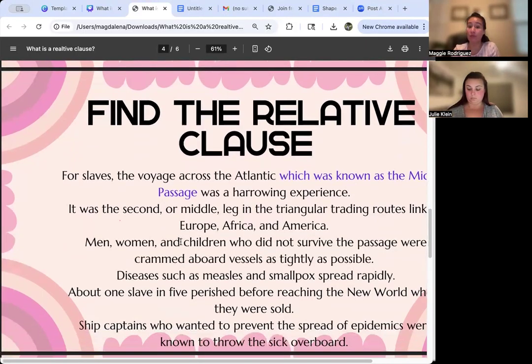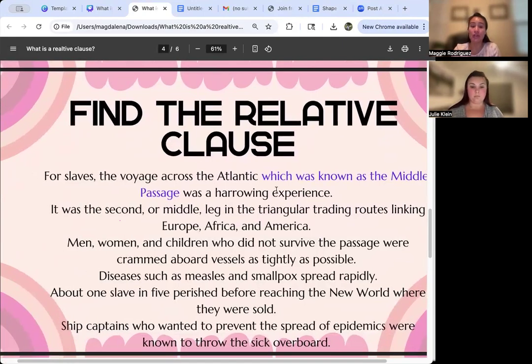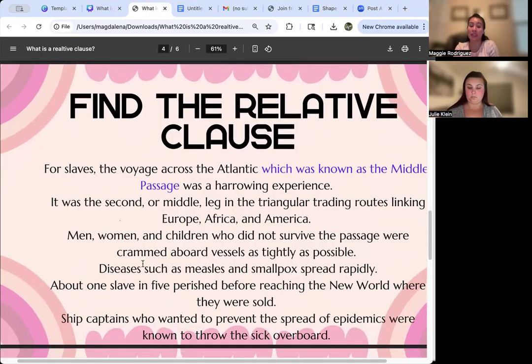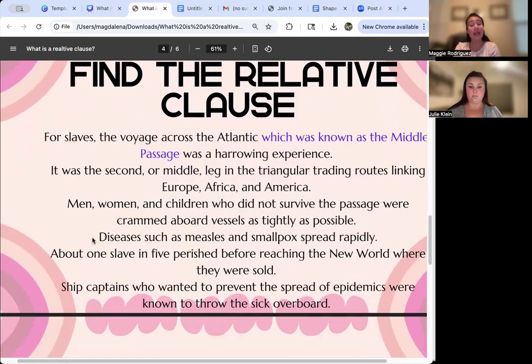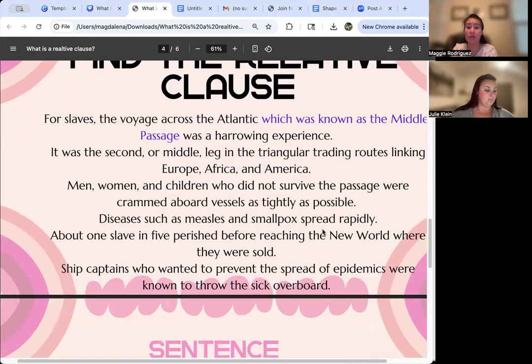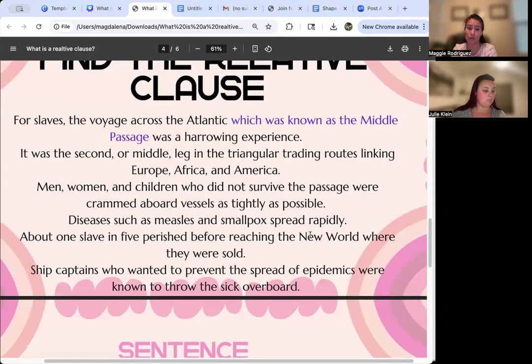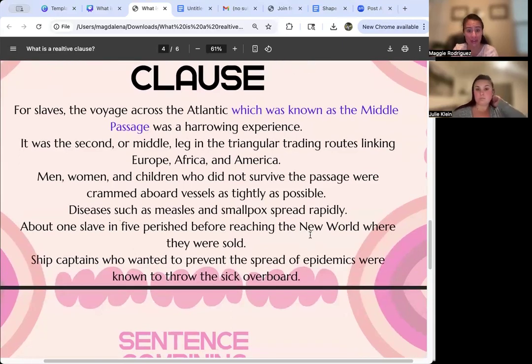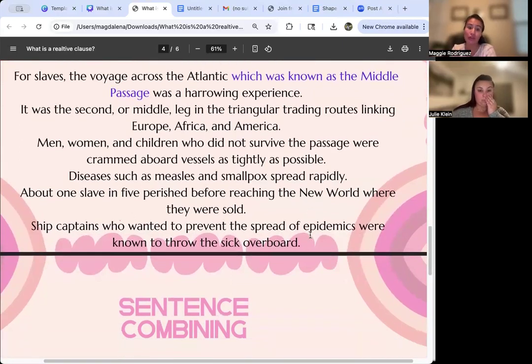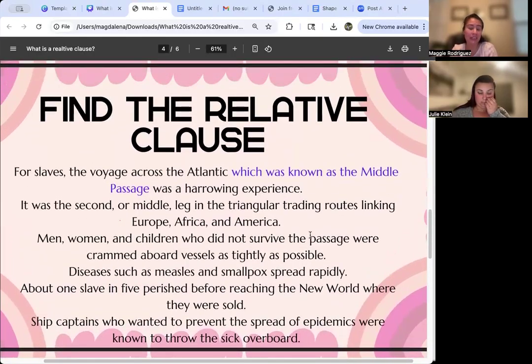So, for example, I have one already there for you. For slaves, the voyage across the Atlantic, which was known as the Middle Passage, was a harrowing experience. It was the second or middle leg in the triangular trading routes linking Europe, Africa, and America. Men, women, and children who did not survive the passage were crammed aboard vessels as tightly as possible. Disease such as measles and smallpox spread rapidly. About one in five slaves perished before reaching the New World, where they were sold. Ship captains who wanted to prevent the spread of epidemics were known to throw the sick overboard. Now, that was a lengthy little passage.